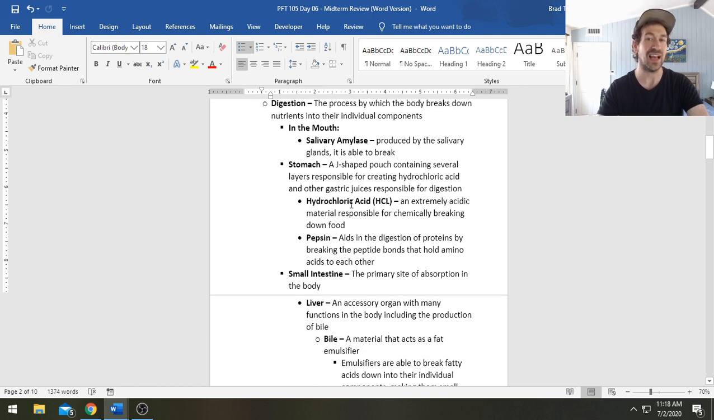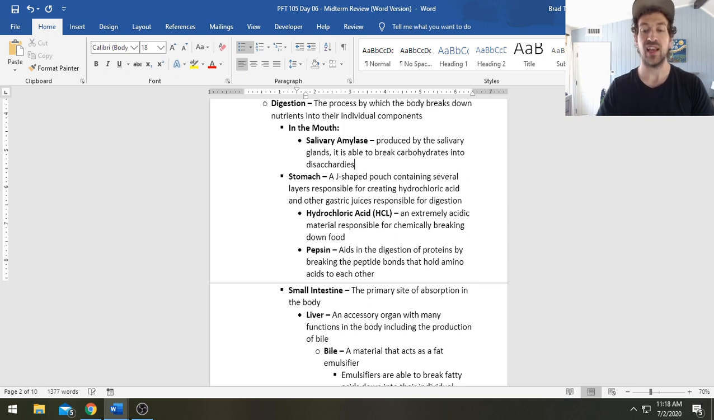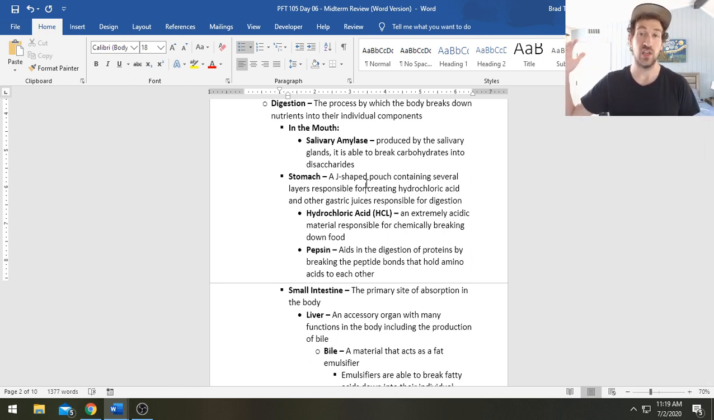But we also have something called salivary amylase, which is an enzyme that our salivary glands, our spit glands, create, that is able to break down carbohydrates into what we call disaccharides. Disaccharides are basically double sugar molecules. So if you were to take a really big complex starch and put it into your saliva, it would start to break it down. It wouldn't break it all the way down into its individual components. It can't break it down into glucose, which is a monosaccharide, a one sugar molecule, but it can get it down to two. And that'll make the rest of our process of digestion much easier.